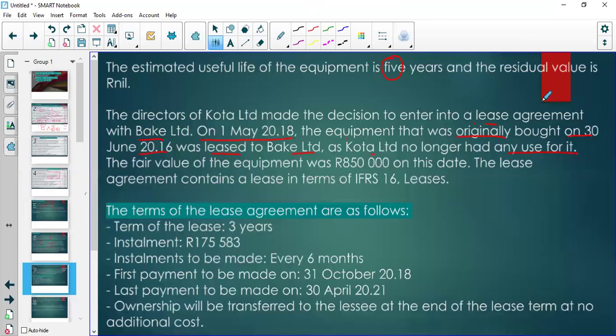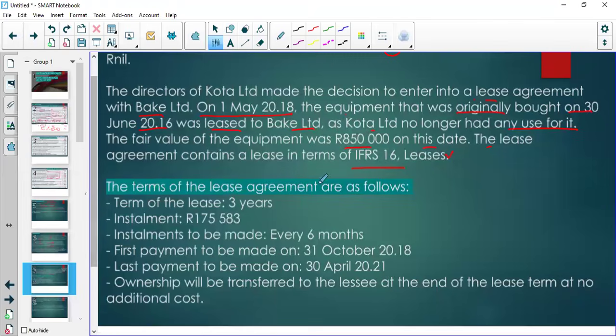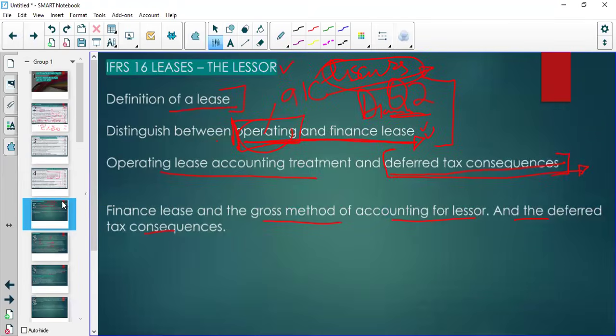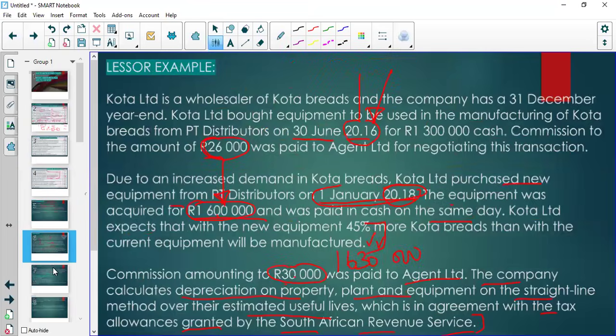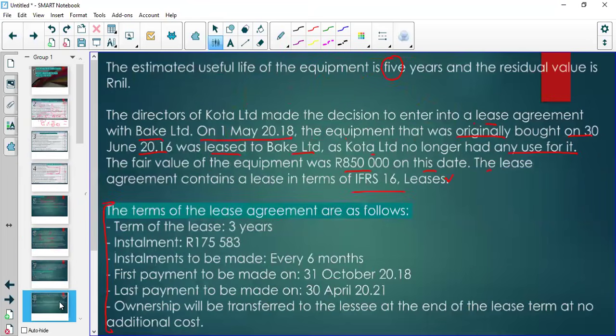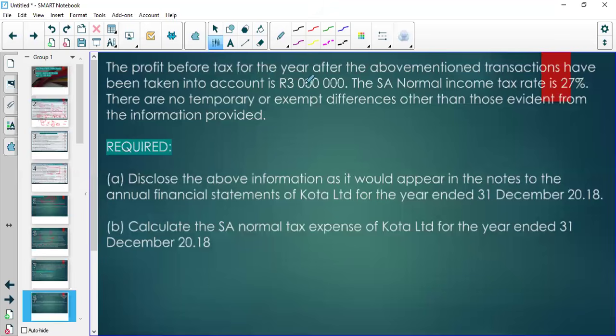So remember, they bought a new one. The fair value of the equipment was 850 on this date. The lease is a lease in terms of IFRS 16. So these are the requirements of the lease. Then the required: the profit before tax, after considering everything correctly, is 3 million.